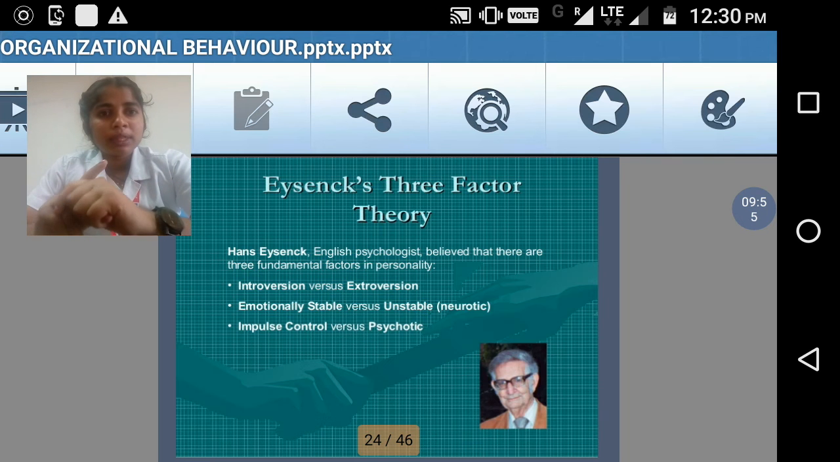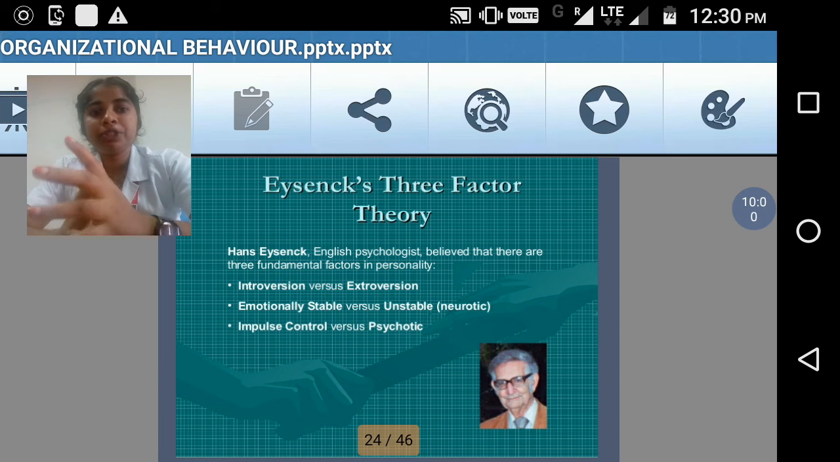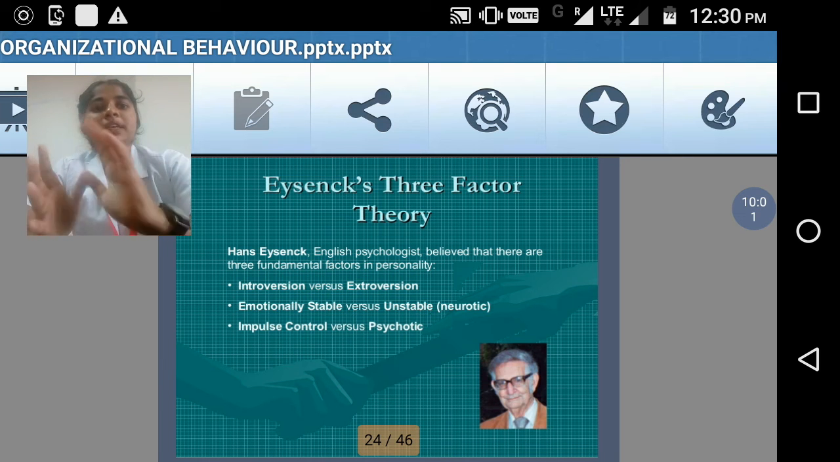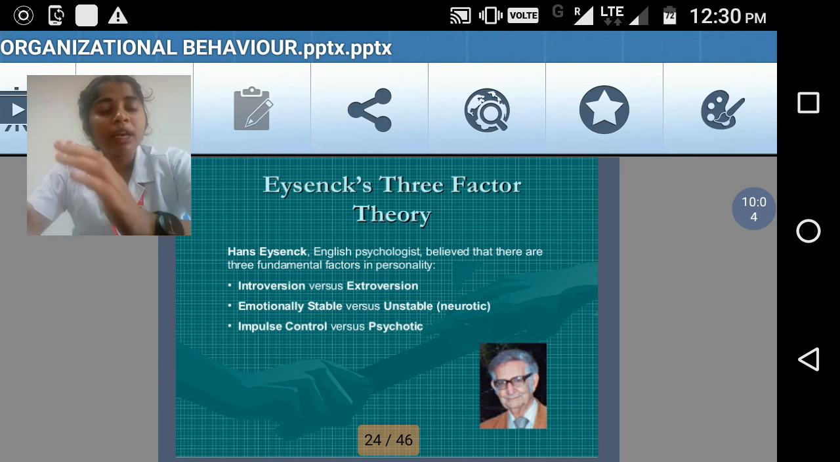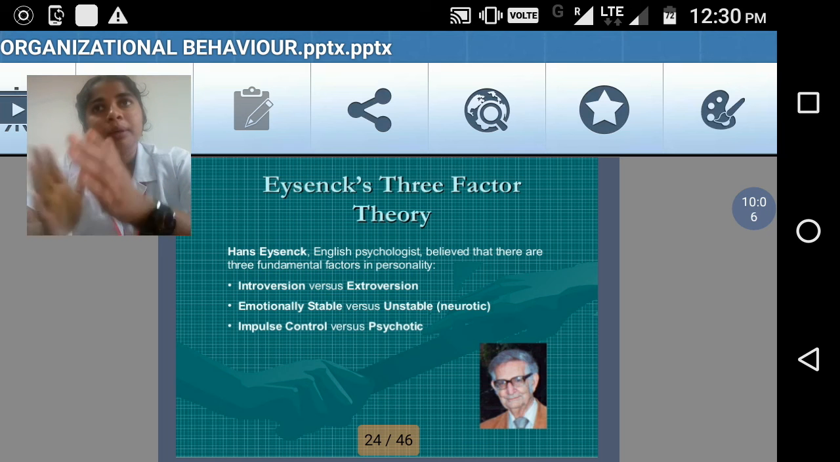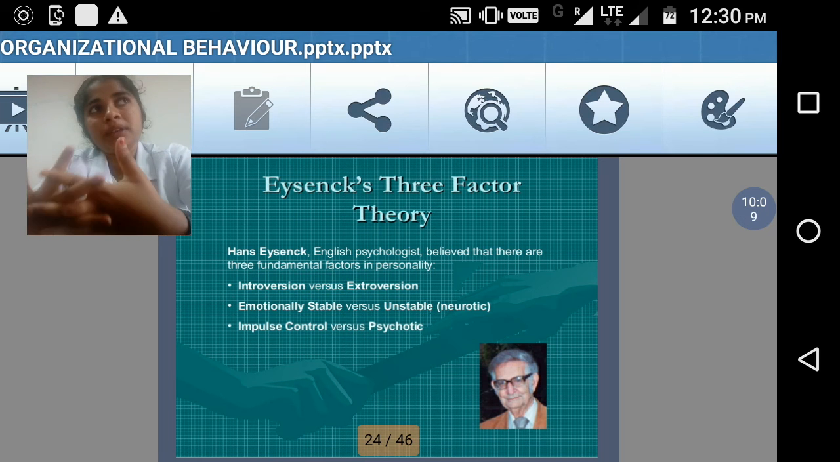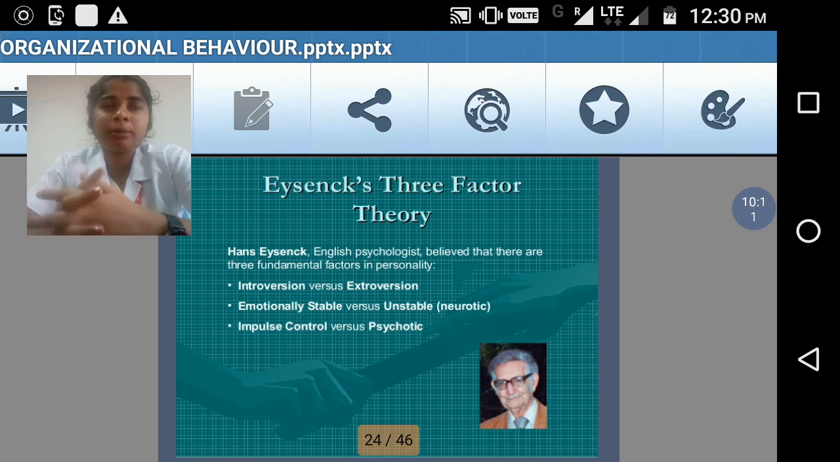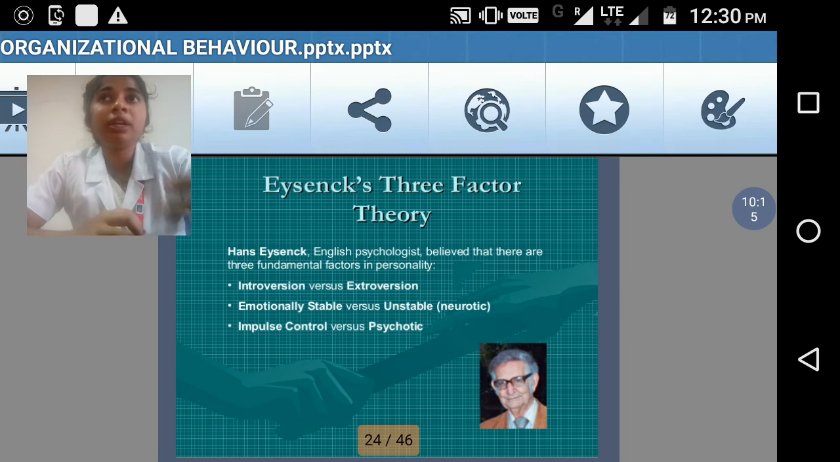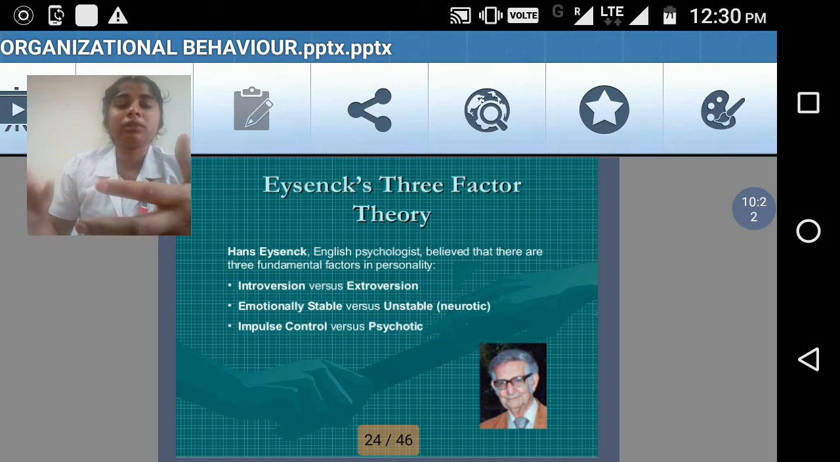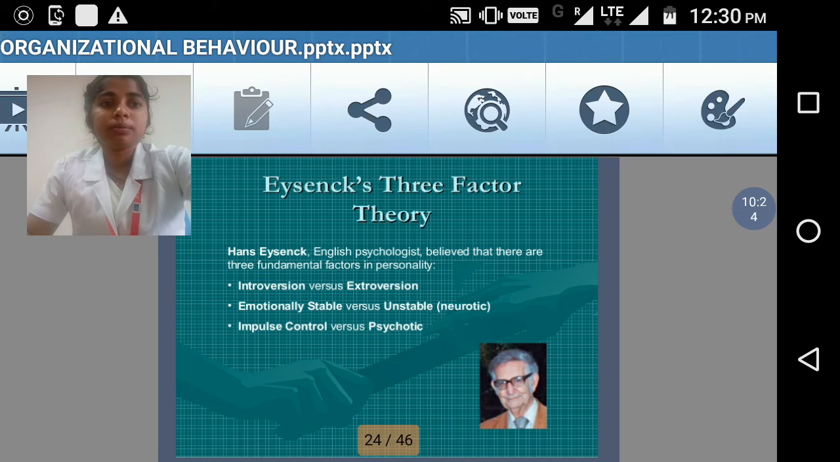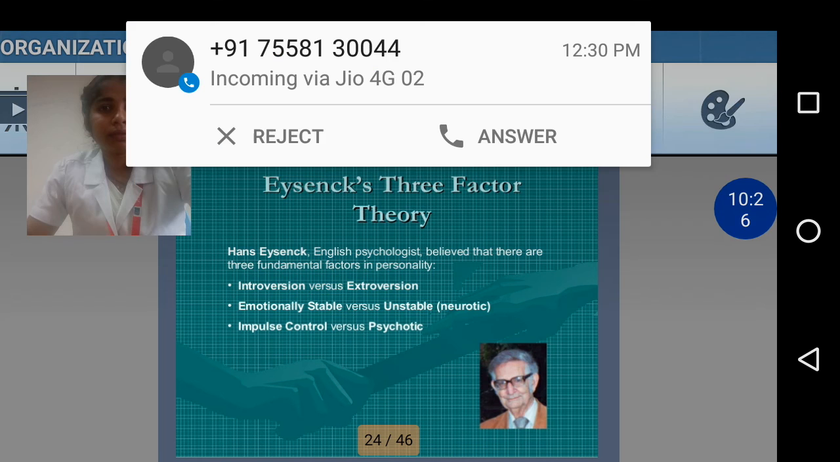Next, Eysenck categorized the differentiation into three things. One is introversion and extroversion. The next is emotionally stable and unstable. Whether with friends or whomever, if they say anything, we cannot control our feelings or our emotions. We simply get upset hearing any kind of problem.